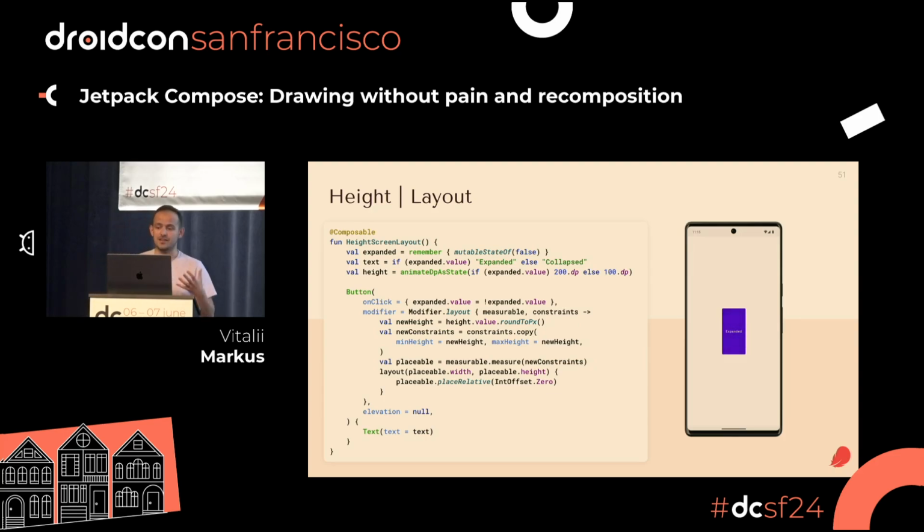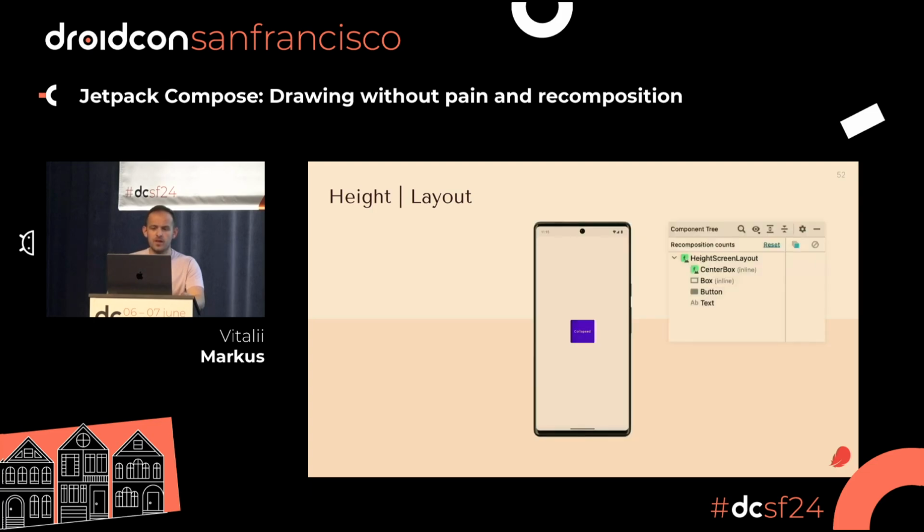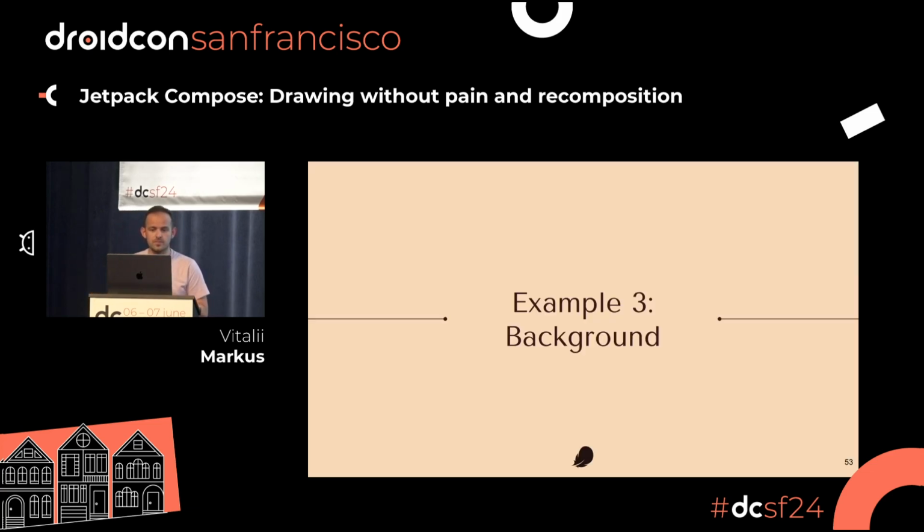We can use standard instruments to achieve the same result. We can use the layout modifier in our case, and inside this block we read the height value, create a new constraint with the minimum and maximum height, and place the element. And if we run it, we can see that there is no recomposition at all. So we moved again reading our height from the composition phase to the measurement one. And let's go to the third example.